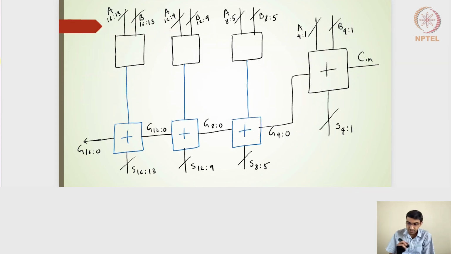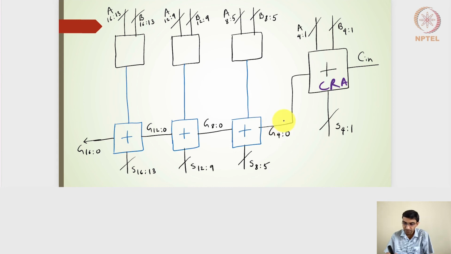Right. So the block diagram is pretty simple. You will have 4 groups here. This particular first group is 4 to 1, and then this one is 8 to 5, 12 to 9, 16 to 13. The first group, even if it does the carry ripple adder here, it is going to generate G4:0.